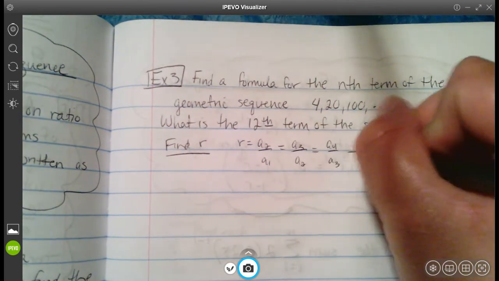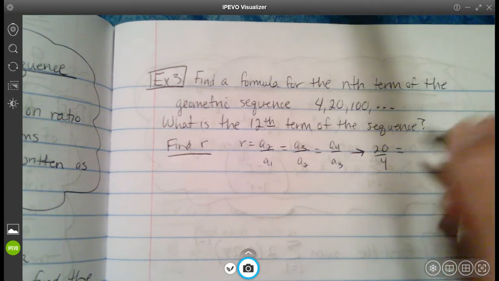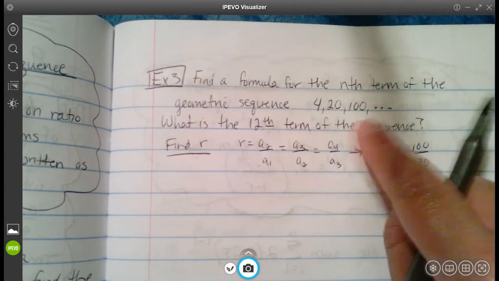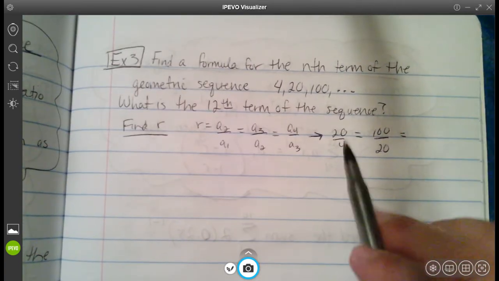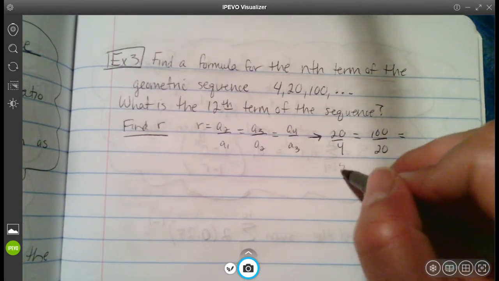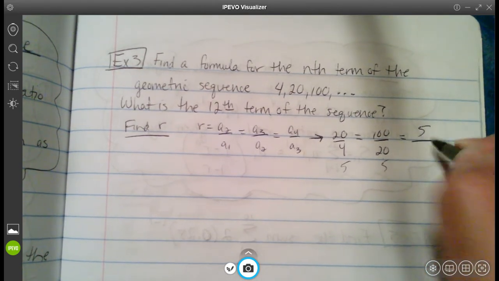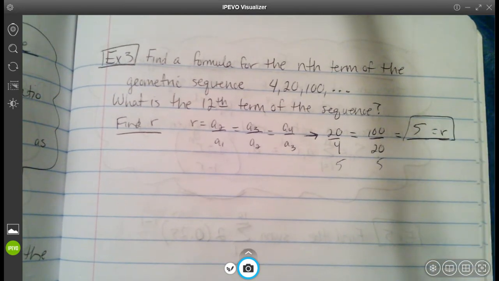So you can kind of think of it like we can take our second term, 20 divided by 4. Or we can take the third term, 100 divided by, well, the one before it, 20. And these should be the same. So let's see. 20 divided by 4, I believe that is 5. 100 divided by 20, that is also 5. So it looks like R is just equal to 5. Our common ratio is 5.